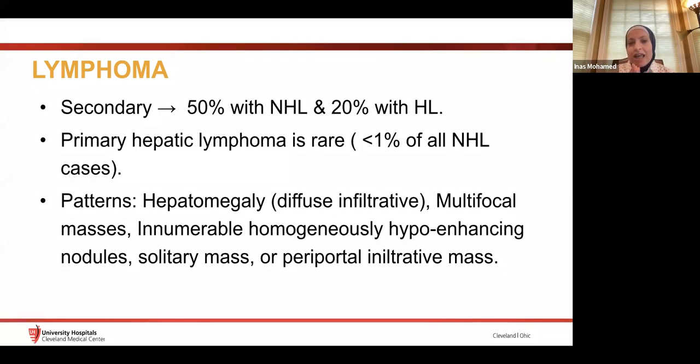In the liver, either it's diffuse infiltration, like you just see hepatomegaly and crazy uptake on PET CT, or it can be these multifocal hypo-enhancing masses, or it can be a solitary mass, just one mass somewhere, or sometimes it shows a periportal infiltrative mass, which is more likely in PTLD, the post-transplant lymphoproliferative disorder. This is the periportal infiltrative pattern. Okay.